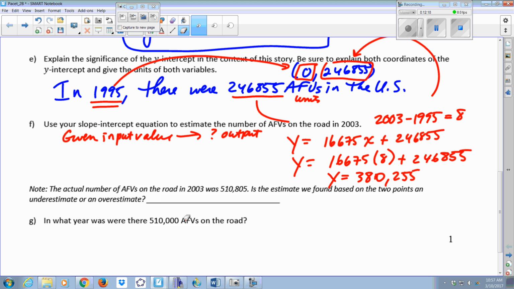The actual number of AFVs on the road in 2003 was 510,805. So have we underestimated or overestimated just knowing those first 2 points? Totally underestimated, right? And by how much did we underestimate? Those of you who are out there quick with your calculators. Maybe not so quick. 510,805 minus 380,255.